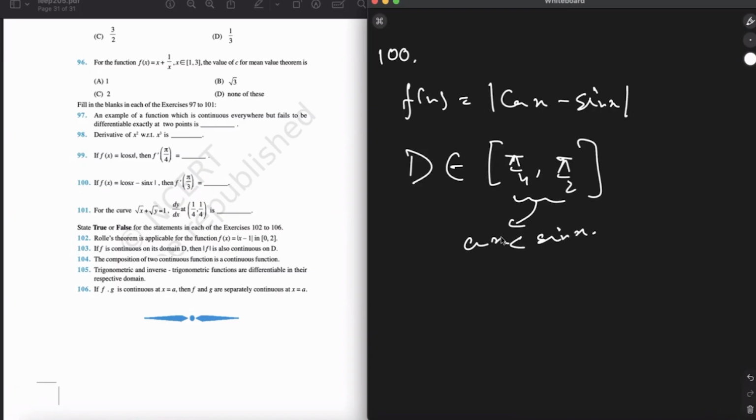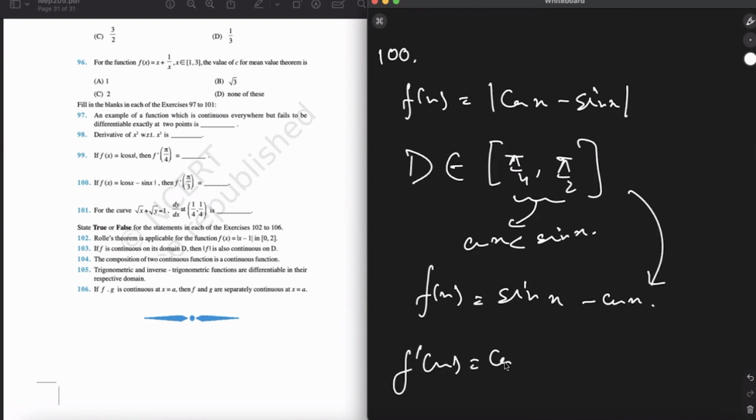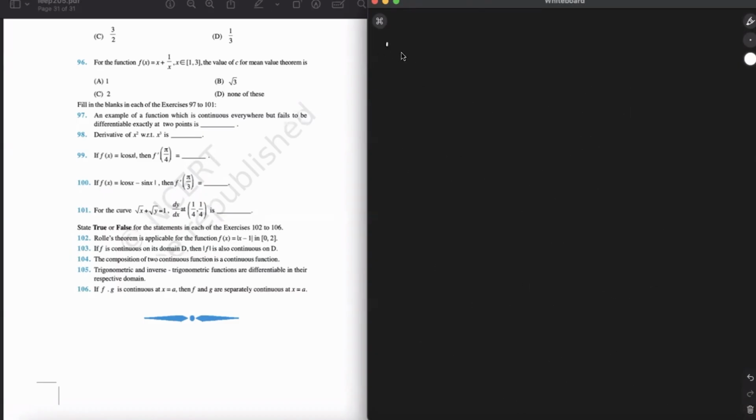So if sin x is greater, that means the mod opens up to the negative value, right? So I'll just open the mod. It will be sin x - cos x for this domain, and then I'll differentiate it. It will be cos x + sin x. Putting the value of π/3, this will be √3/2 and this will be 1/2. So (√3 + 1)/2. Now, 101.